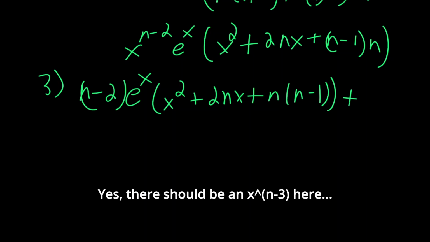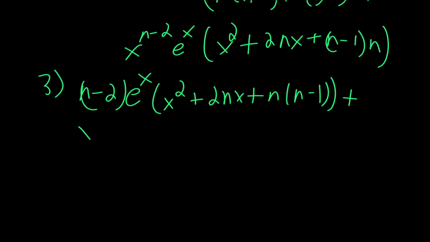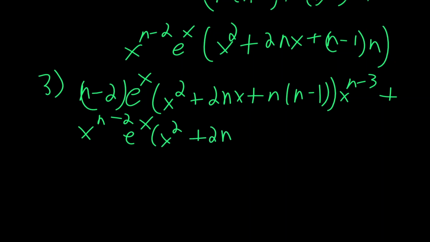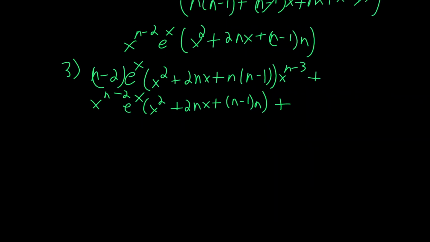And then we have plus, well, the derivative of e to the x is just e to the x. We have x to the n. I didn't write that, that's funny. There should be an x to the n minus 3 here. I do apologize. Plus x to the n minus 2 e to the x, and then x squared plus 2nx plus n minus 1 times n, and then plus one more row, the derivative of what's inside our quadratic. So we just have plus x to the n minus 2 e to the x, and then 2x plus 2n.